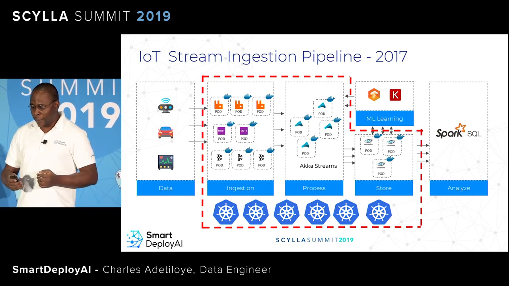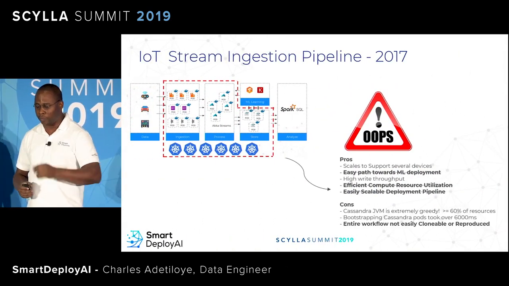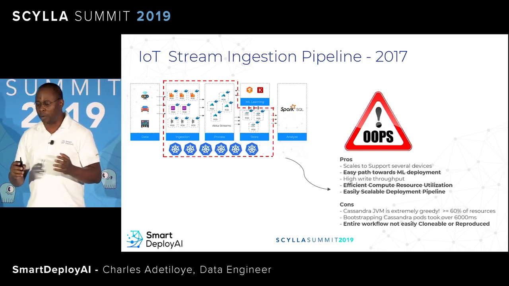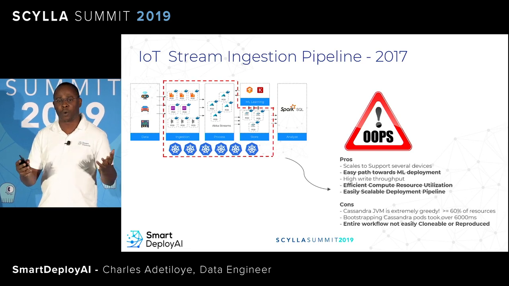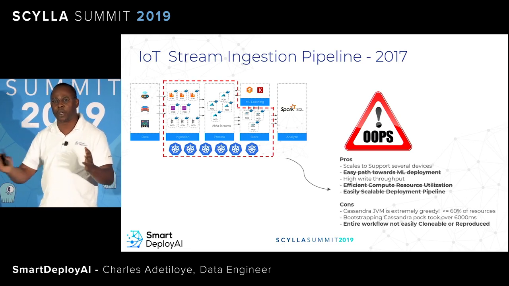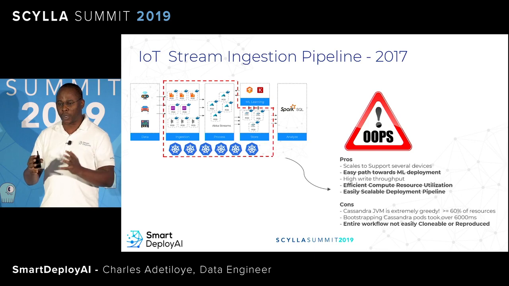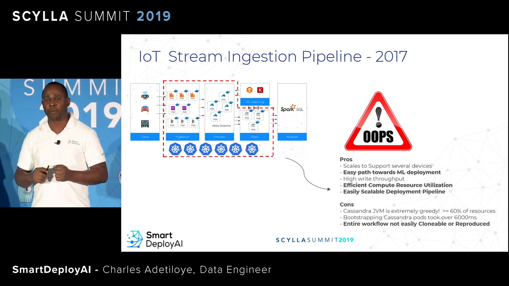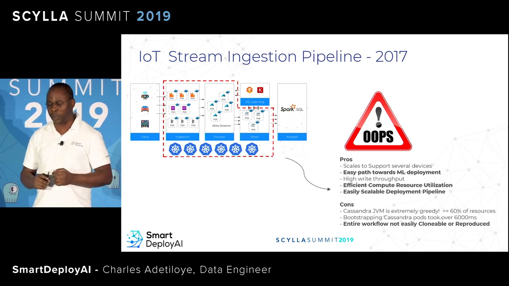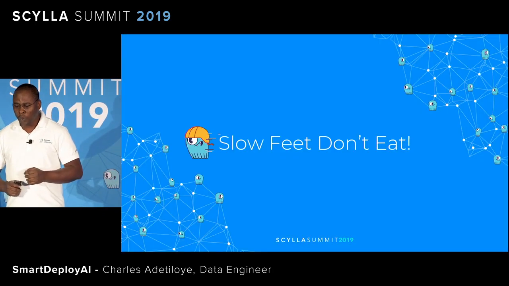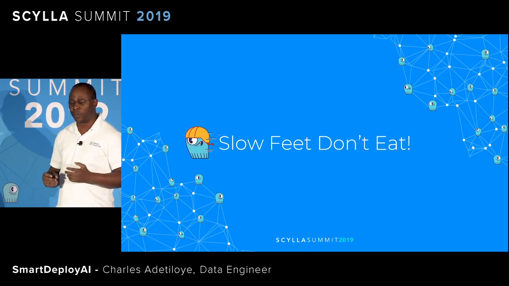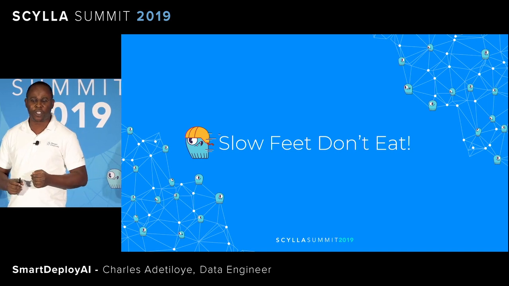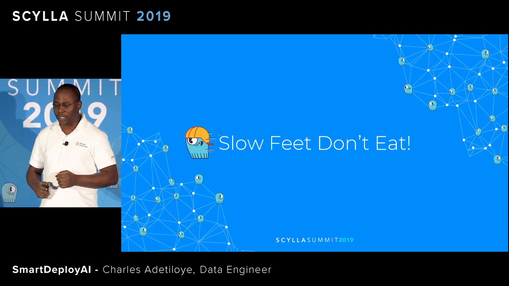Ultimately what we want to be able to do is bootstrap all these ML pipelines end to end. But with this approach, Cassandra was a pain point for us, and we were spending time tuning the JVM and things like that. So we decided to move to Scylla. What we found out was "slow feed, don't eat." That was the rationale behind us shifting to ScyllaDB.